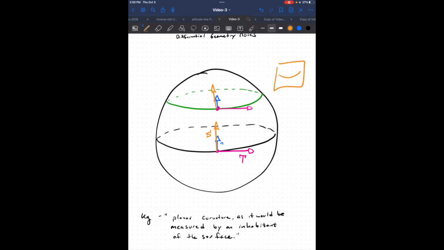So geodesic curvature is the planar curvature as it would be measured by an inhabitant of the surface. You want to imagine you're a person on the earth or an ant on the sphere, and if you're walking along this curve, how would you measure the planar curvature? Well, if it's a great circle, you would say it's a straight line, so that would be 0, whereas if you're up here, this is not going to be a great circle, so that should have some planar curvature, and you can measure that by projecting onto a tangent plane and computing the planar curvature.